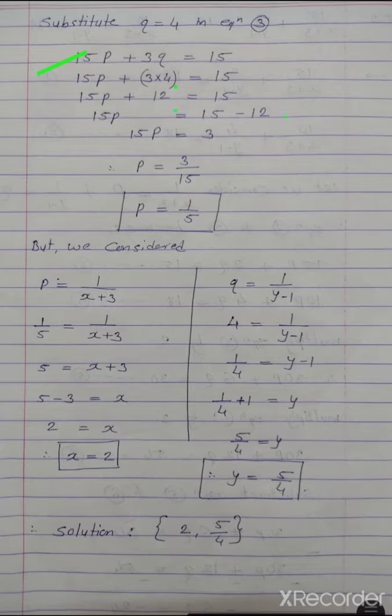Take this 12 to here. After subtraction we will get 3. Take this 15 to the other hand side. So its division is equal to 1 divided by 5. So this is the value of p.